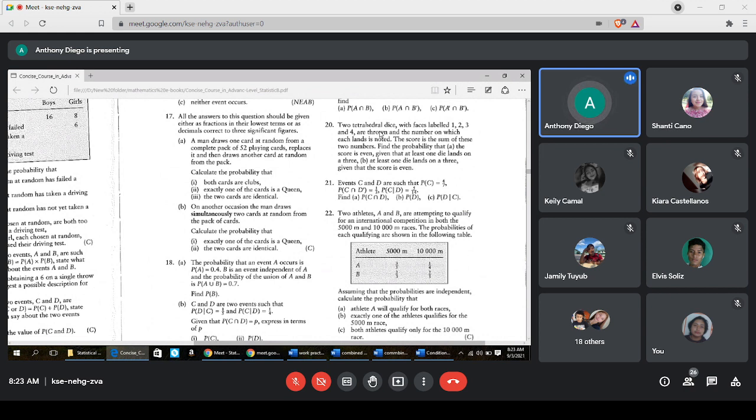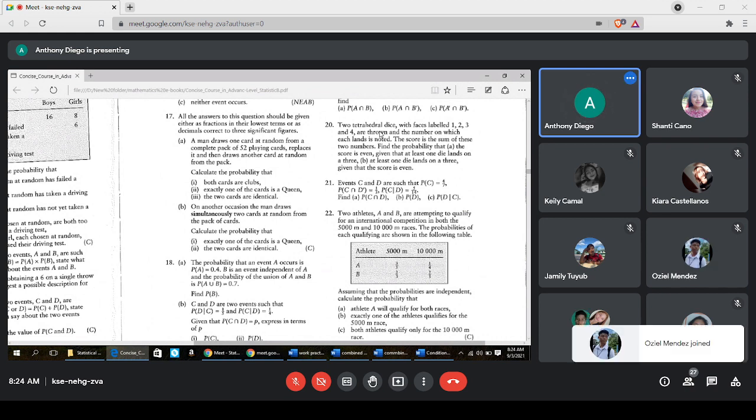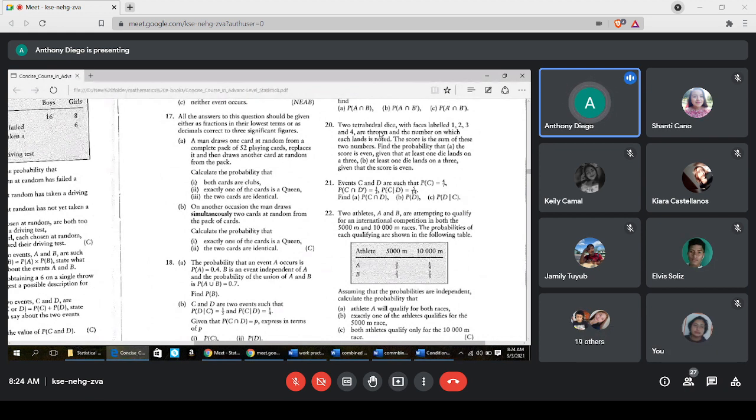Find the probability that A, the score is even, given that at least one of the dice lands on a three. And B, you need to find the probability that at least one die lands on a three, given that the score is even.